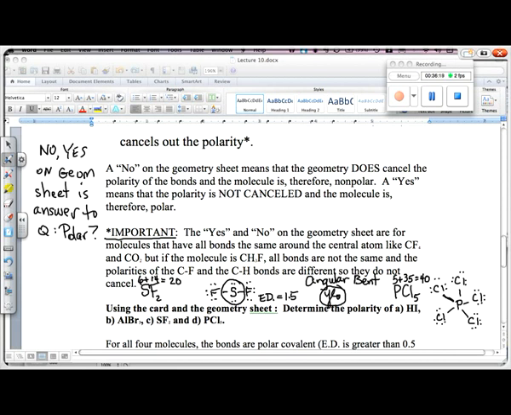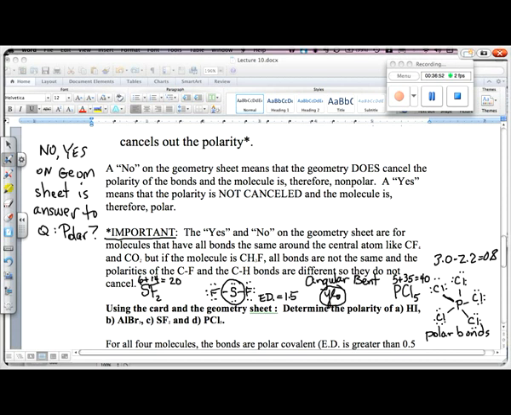All right. Turning the card over, is the phosphorus chlorine bond polar? 2.2 and 3.0. So yes, it is, because 3.0 minus 2.2 is 0.8. And that puts it in the polar category. All right, so polar bonds. Is the molecule polar? We have to check the geometry sheet.